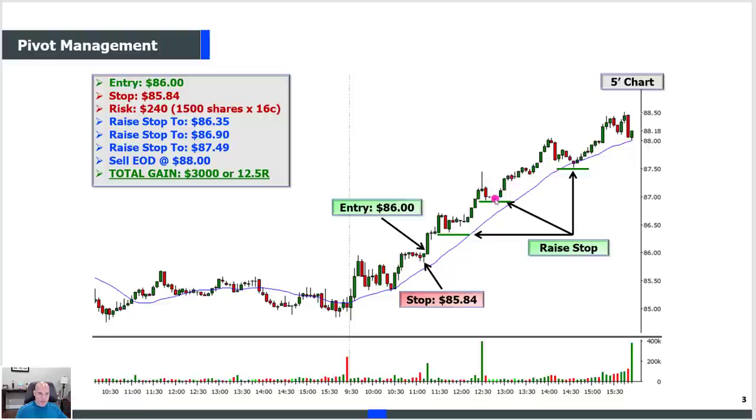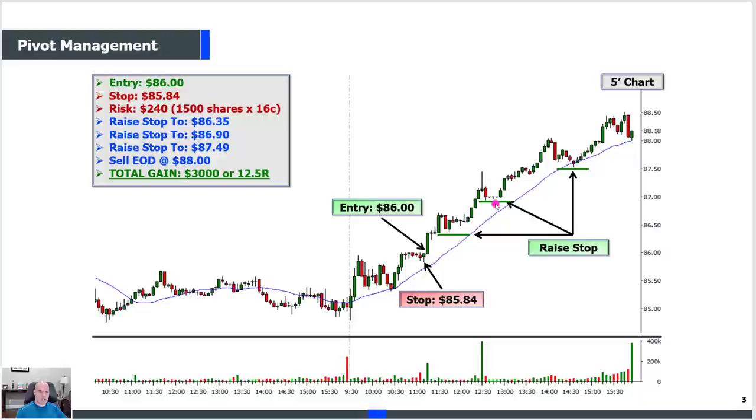So you don't know in real time whether this topping tail will come all the way back to 86.40 and tag you. If it did, you went from a 9R gain to a 2.5R gain. Can you handle that if it were to happen? The answer for most traders is no. So don't just look at a chart and go, oh yeah, I'll just manage it up on pivots. Raise the stop, raise the stop, raise the stop. Oh, this is easy peasy.